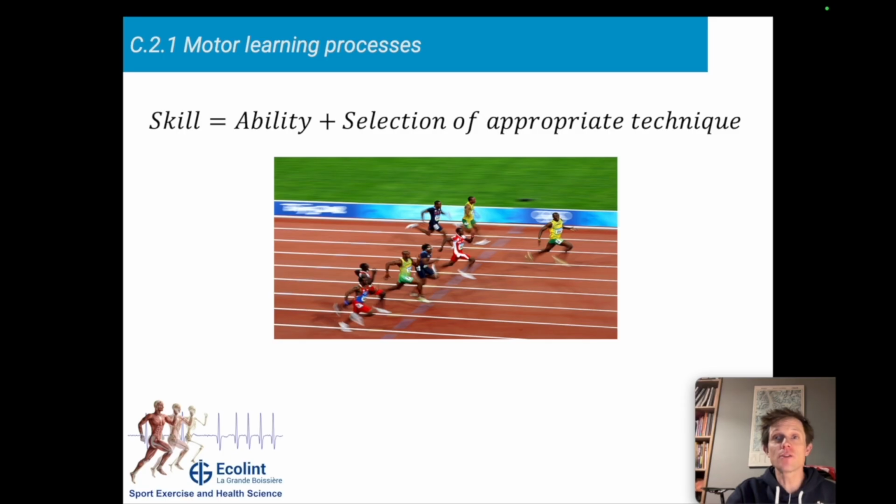This wouldn't necessarily be the same should the environment change. So if we changed it from a flat 100-meter sprint to 110-meter hurdles, this would change the environment and the technique that we would need to apply would be different.